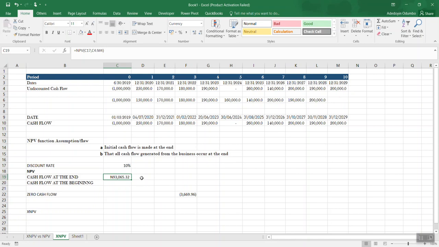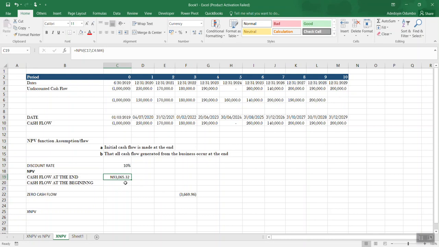But we all know that the initial cash flow for an investment will not occur at the end. It's really going to occur at the beginning because I need to invest. I pay my vendors the money, so I will start the project before the money starts coming, before we start producing and the money starts coming the following period. So the cash flow usually occurs at the beginning.